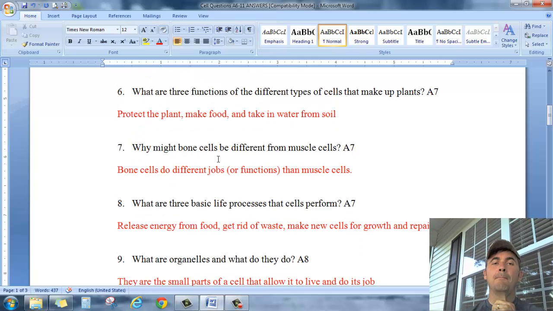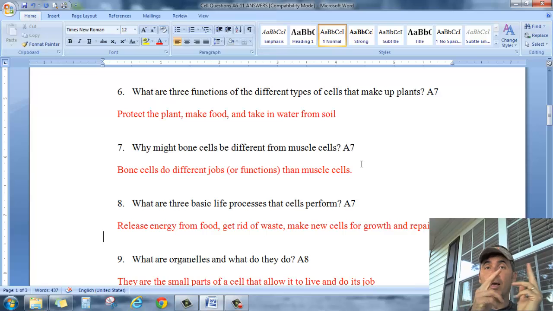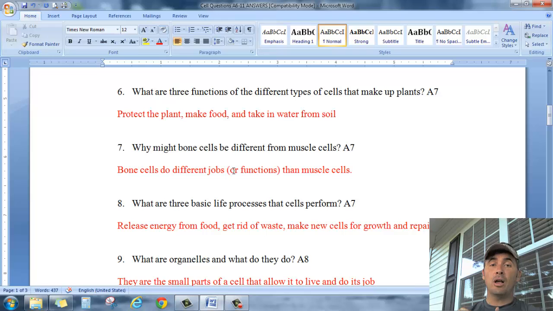Number 7, why might bone cells be different from muscle cells? Well, think about it. Does a bone cell help you do this? I don't think so. It's your muscles that move you, but bone cells provide structure, support, protection. So bone cells do a different job than a muscle cell. That's why they have to be different. They can't be the same. They can't look the same. They can't act the same because they do a different job. That's the answer.